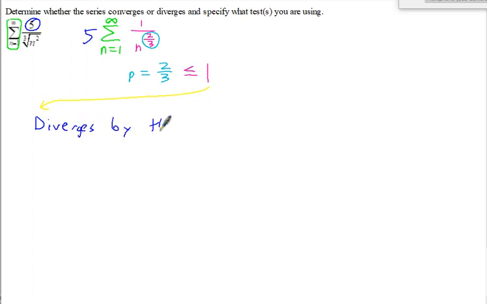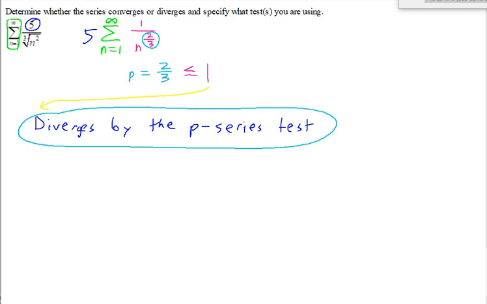By the p-series test. Whereas if p here, this exponent, was greater than 1, then it would converge by the p-series test. So if it does fit a p-series, it will tell you, unlike the divergence or nth term test, it will guarantee, if it fits that form, that it diverges in this case, or sometimes that it converges.